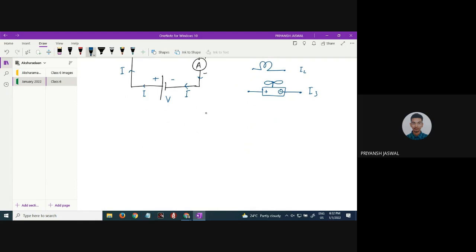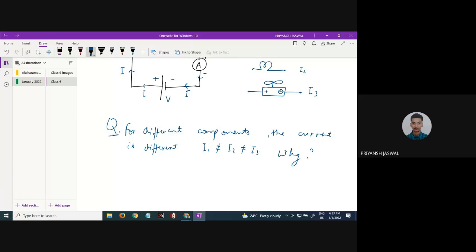Now what we will observe is that for different components, the current is different. That is, it may not be necessary that I1, I2 and I3 are equal. They can be different also. Now why is it so? Why are the values of current different for different components?